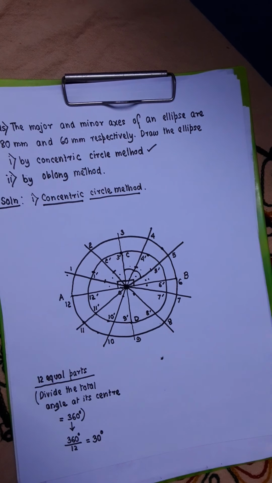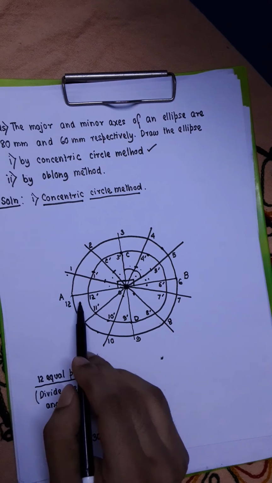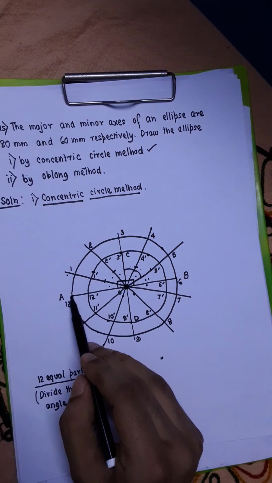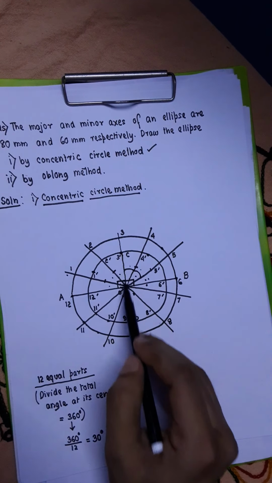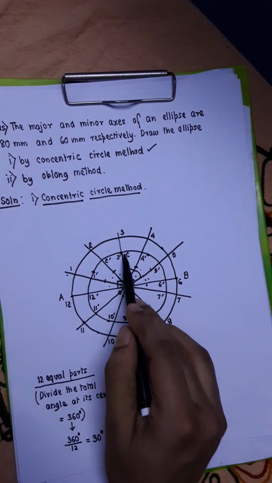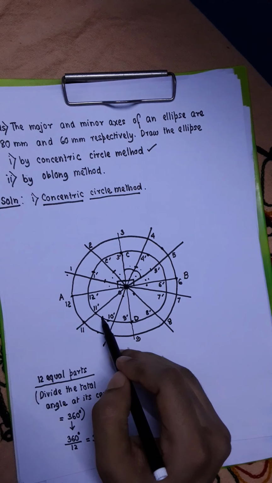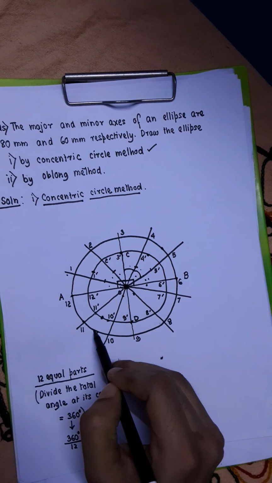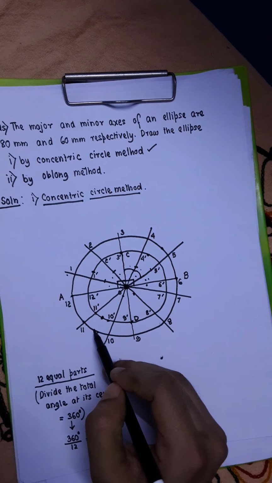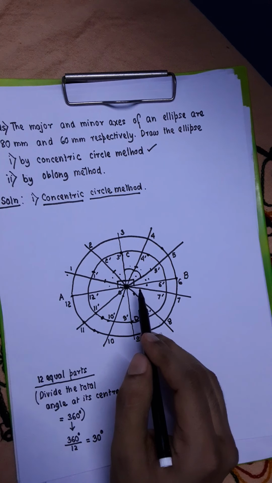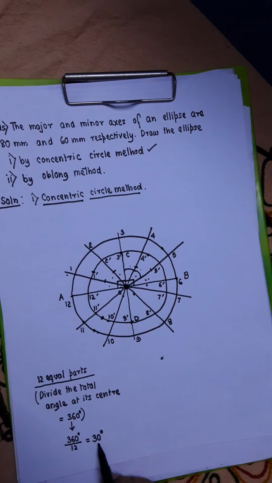So up till now, if I want to recapitulate, it will be like this. First we have drawn the major axis of length 80 mm and named it AB. Then we have drawn the minor axis with a length of 60 mm and named it CD. Now after that we have drawn two circles. The smaller circle was drawn with the minor axis as the diameter and named the minor axis circle. And the larger circle was drawn with the major axis as the diameter and named the major axis circle. After that, both the circles were simultaneously divided into 12 equal parts, each part covering an angle of 360 degrees divided by 12, equal to 30 degrees.